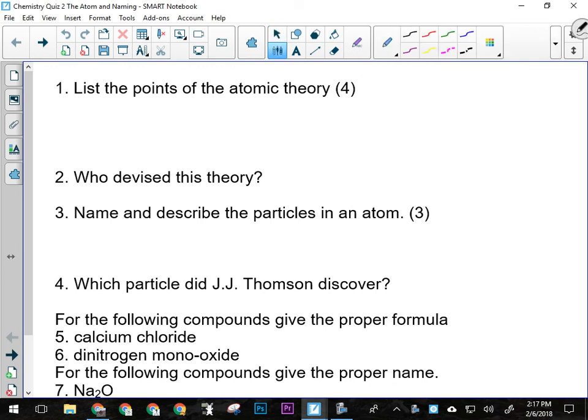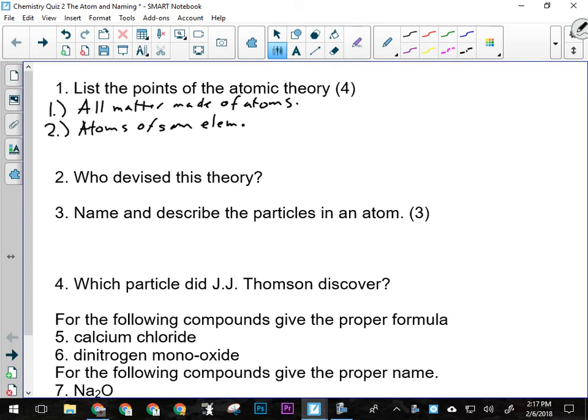Okay, so for question number 1, listing the points of the atomic theory, there are 4 of them. For point number 1, they should have something about all matter being made of atoms. All matter made of atoms, something like that. As long as they have that as one of the points of the atomic theory, they're good. The second point, atoms of the same element are identical.